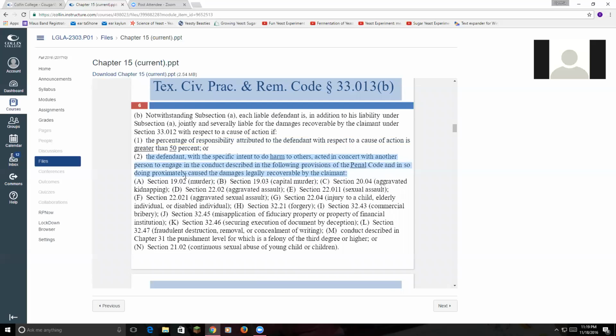The defendant, with a specific intent to harm others, acted in concert with another person to engage in the conduct described in the following provisions of the Penal Code, and in so doing proximately caused the damages legally recoverable by the claimant. And you can see, basically, they're very bad, serious crimes. So that's the other way of having responsibility. So even if the defendant is 50% or less responsible, if he committed one of these crimes and had the intent to harm the plaintiff or plaintiffs, then that person will be jointly and severally liable.